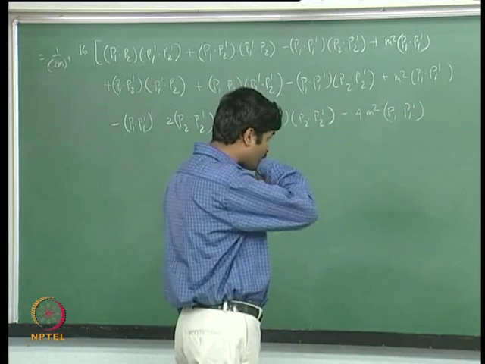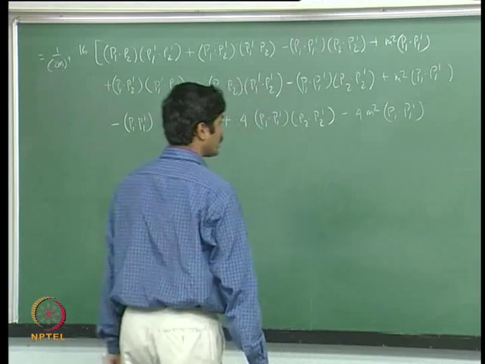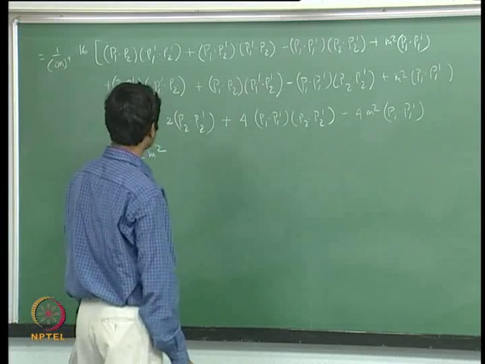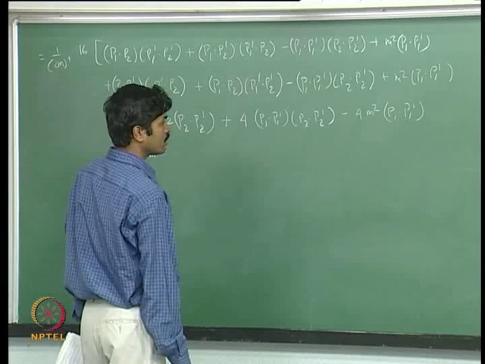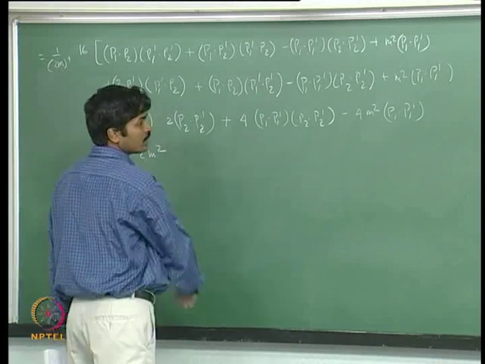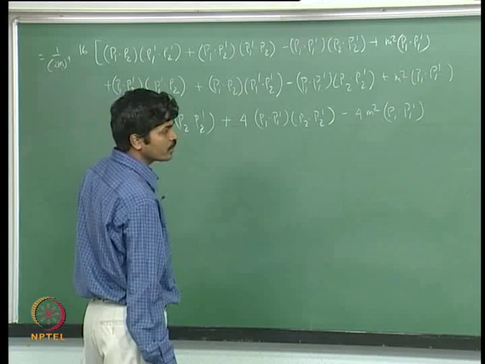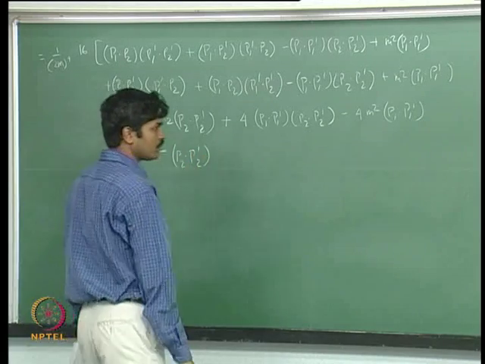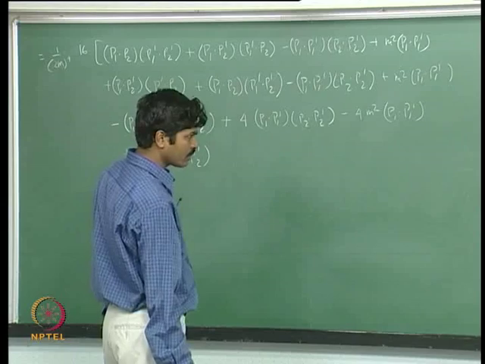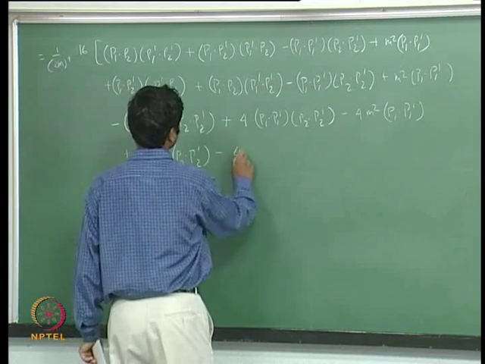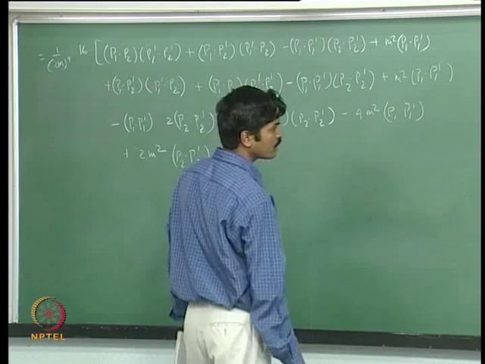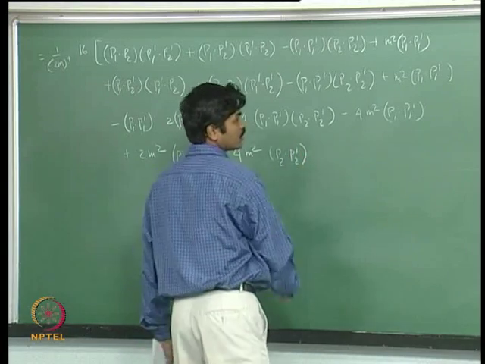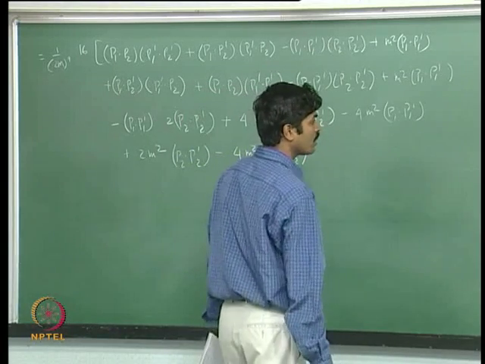Finally, the last term multiplied to the second part, which is plus twice m square p 2 dot p 2 prime minus 4 m square p 2 dot p 2 prime plus 4 m fourth.